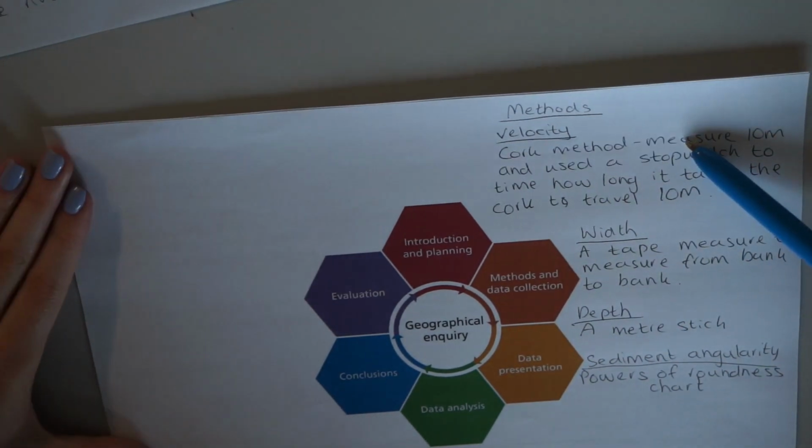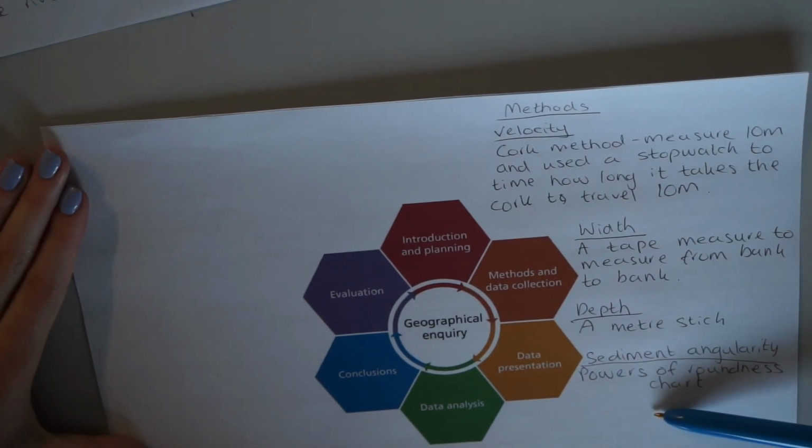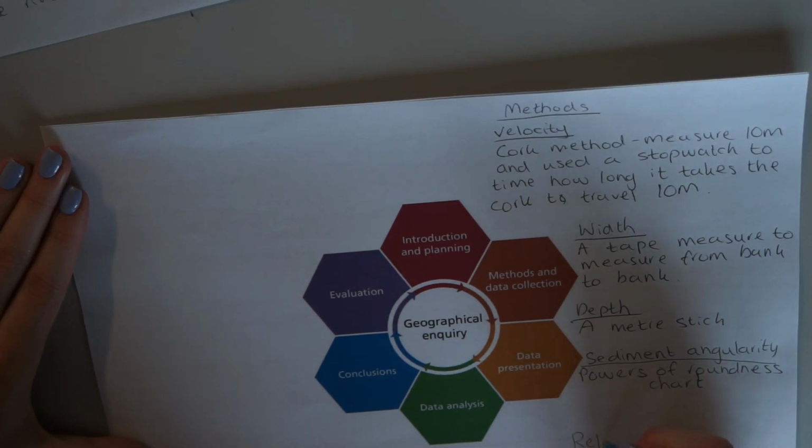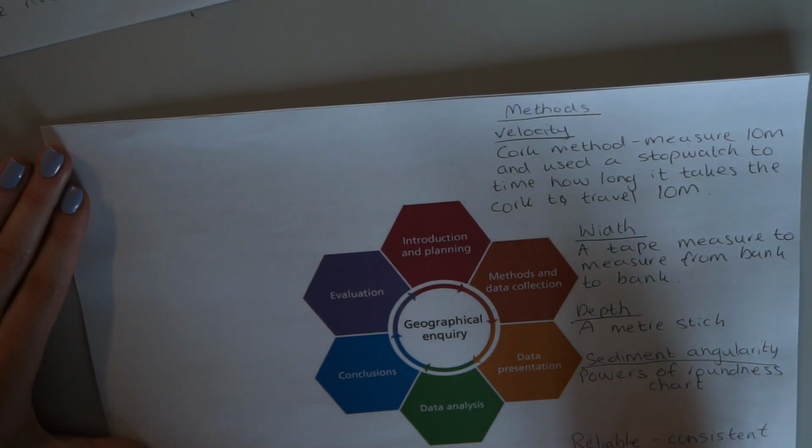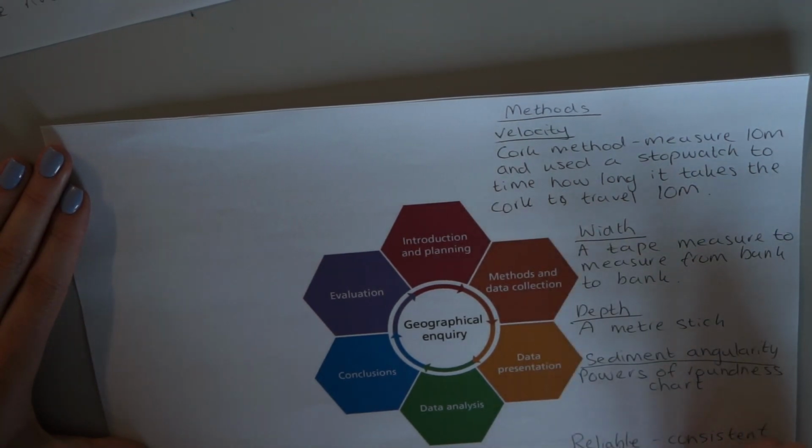Remembering that you may be asked to evaluate these methods. So what is reliable about each one? When we're thinking about reliable, we are thinking about if it's consistent. So did we do it the same each time? And if it's accurate, so if it's true to the real life value.